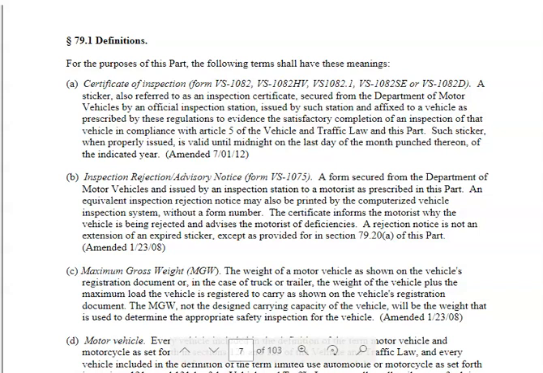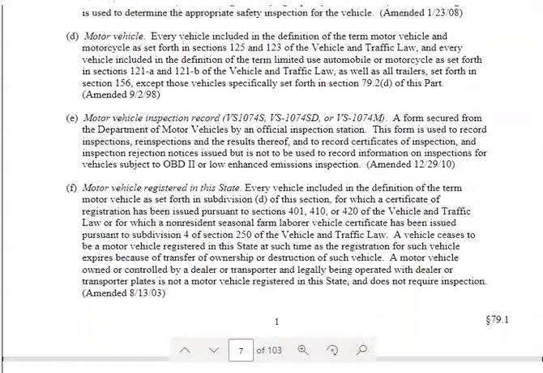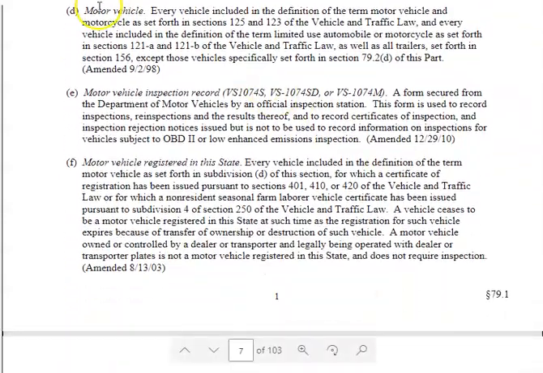So again, the MGW is the weight of the vehicle as shown on the vehicle's registration document. We can find the gross vehicle weight of the vehicle usually on the door jamb on the Federal Motor Vehicle Safety Standards sticker. All right, the fourth definition is motor vehicle.